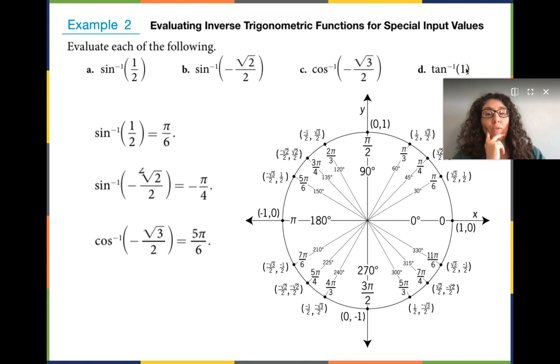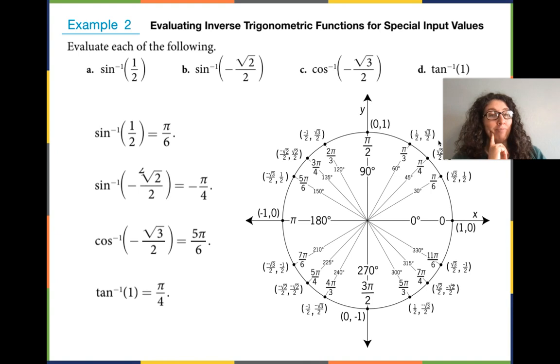Okay. How about inverse tangent of 1? Well, I know that tangent of pi fourths is 1, and that's between negative pi halves and pi halves. So the answer is just going to be pi fourths.